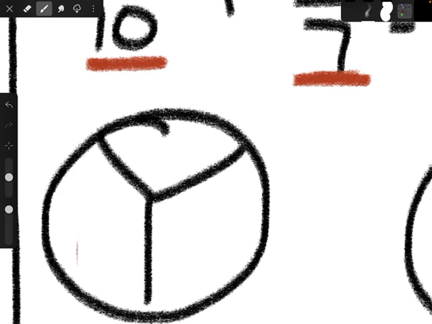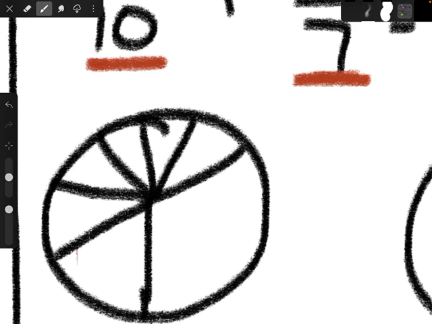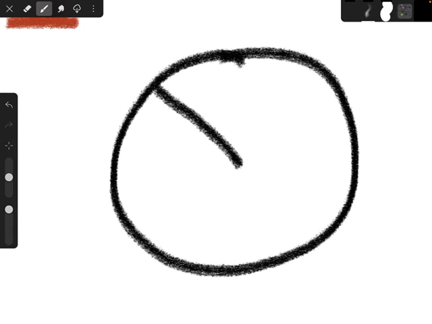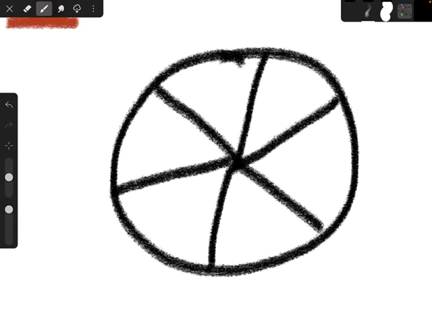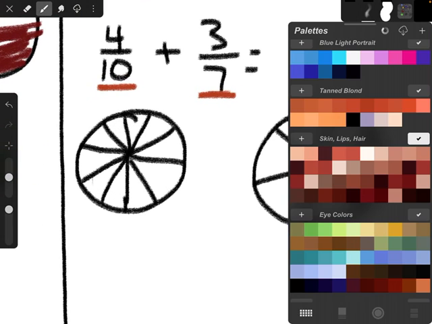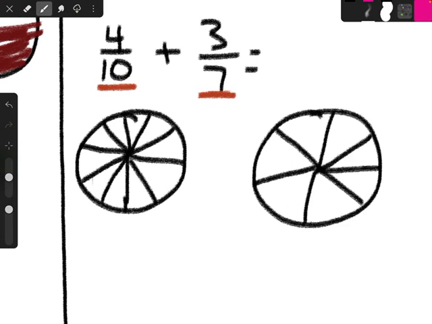Let's make 10 slices. 1, 2, 3, 4, 5, 6, 7, 8, 9, 10. There we go. 7 slices here. That's 6, 7. Alright. So now let's fill them in.